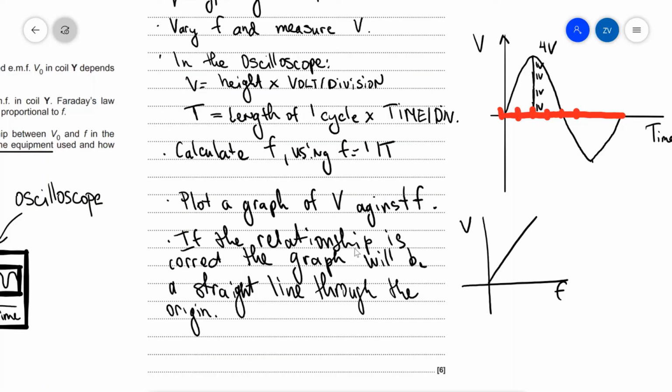Now, if that relationship is correct, if the suggested relationship is correct, and that is that they're directly proportional, the graph will be a straight line through the origin. And this concludes our analysis section. Okay, let's have a look at the next question on the paper.